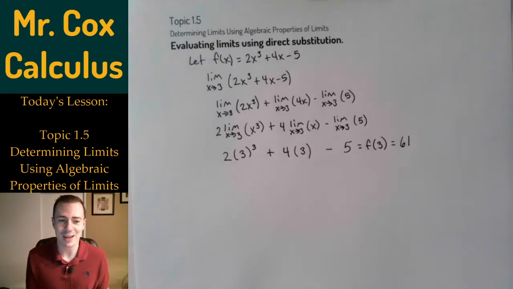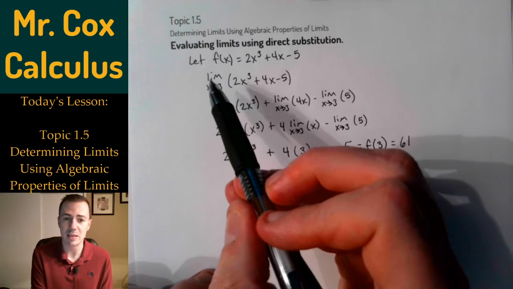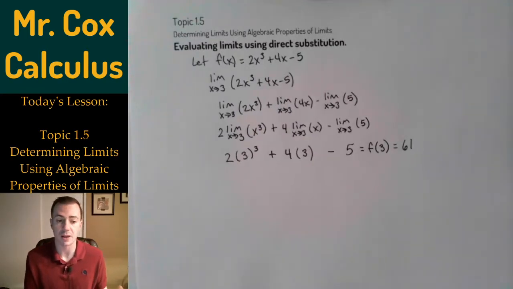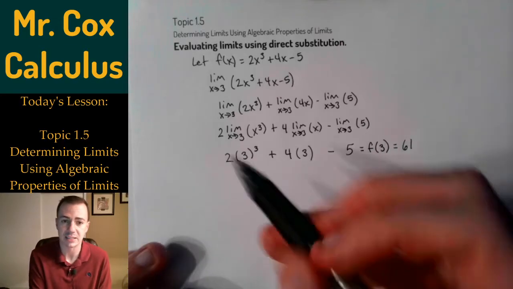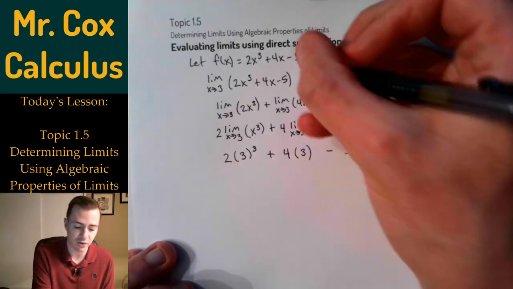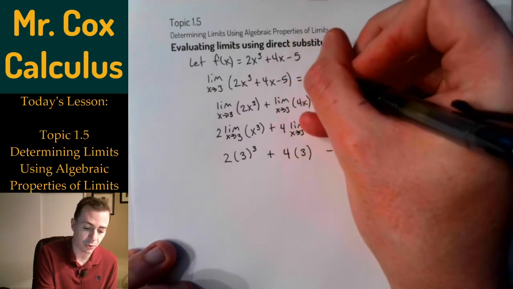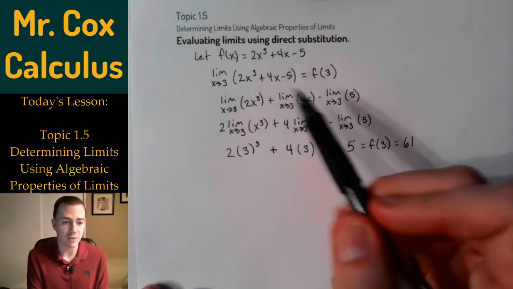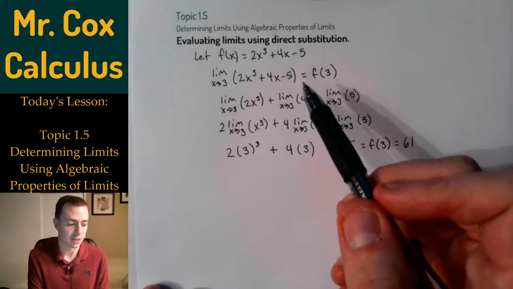But the really big idea here is that this limit as x approaches 3 of this function, because nothing weird happened like in a lot of the graphs and tables we were looking at in the past, was simply equal to f of 3. So as long as the function is well behaved, we're talking about things like polynomials or continuous functions that don't have a break in them like some of our piecewise functions, you are now free to evaluate a lot of your limits using just direct substitution.